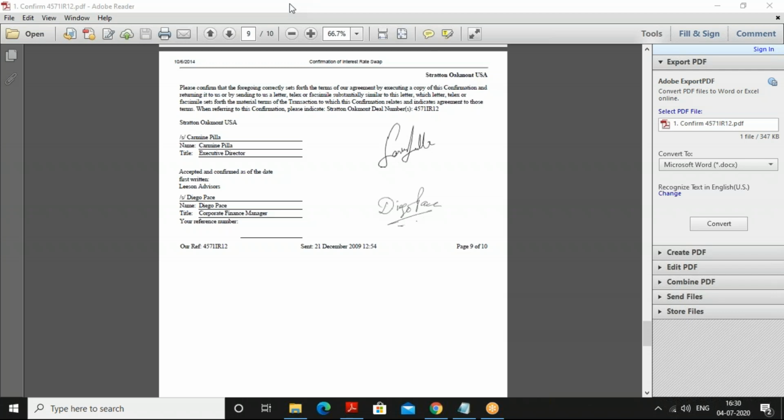So this, my friends, is how an ISDA agreement looks. Any questions on this?